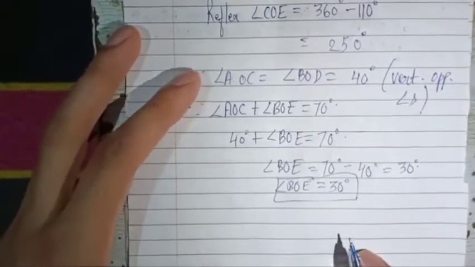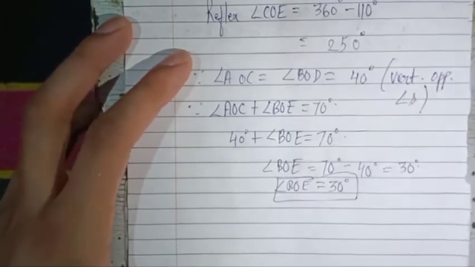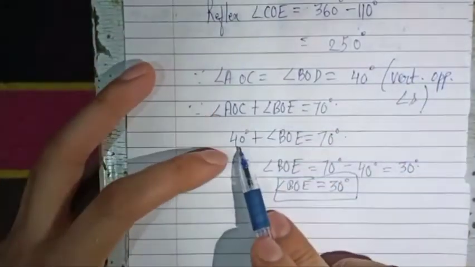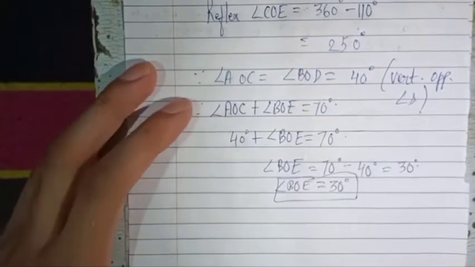That will be the required measurement of angle BOE. Instead of AOC we have substituted 40, then 40 will move to the right hand side. 70 minus 40 is 30.